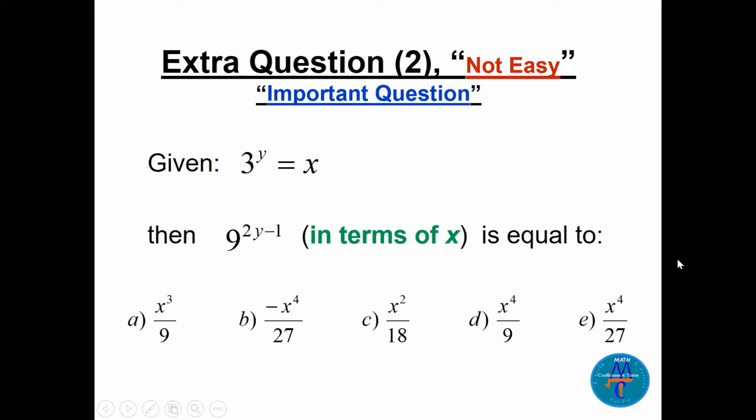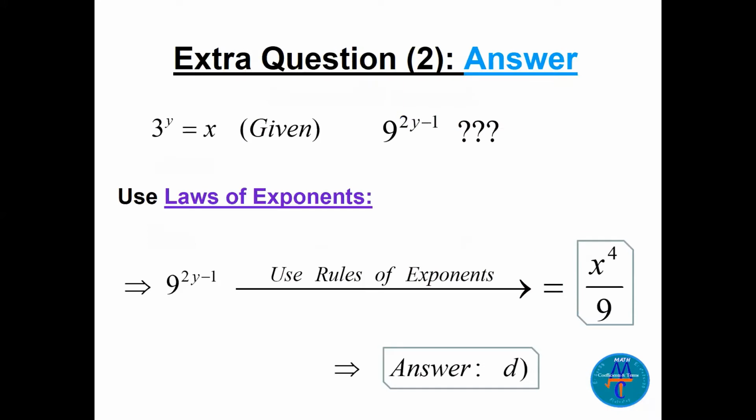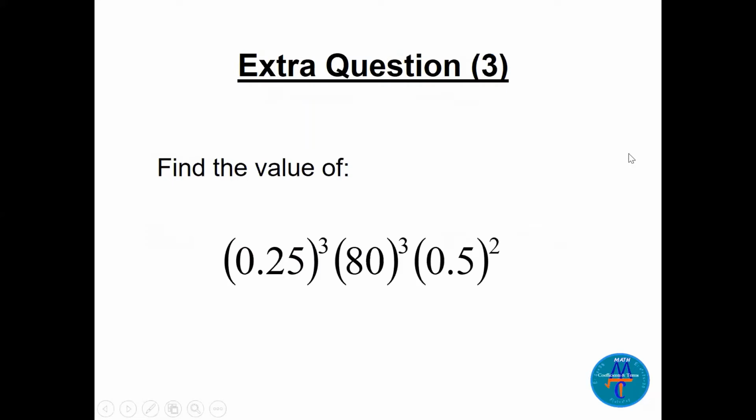Now you cannot choose the answer unless you do it. You have to start with this one, simplify here, use the given. See, the given is given so that you can use it inside the question. And then you should get x power 4 over 9. So the detailed solution, if you need the detailed solution, you can check other videos on integer exponents, extra questions.